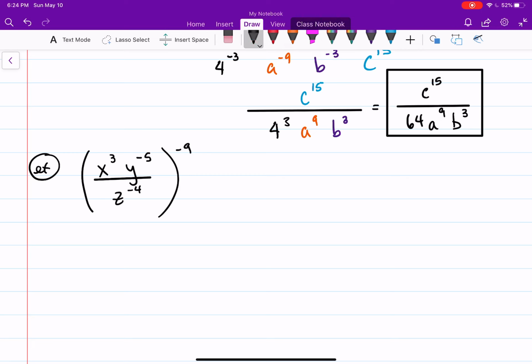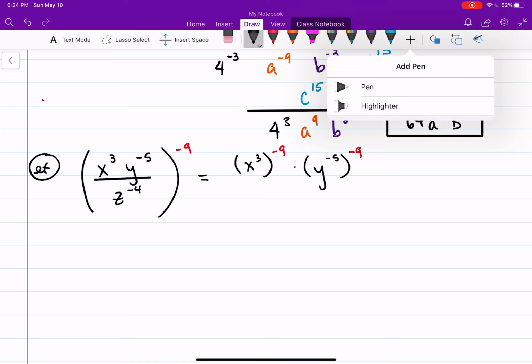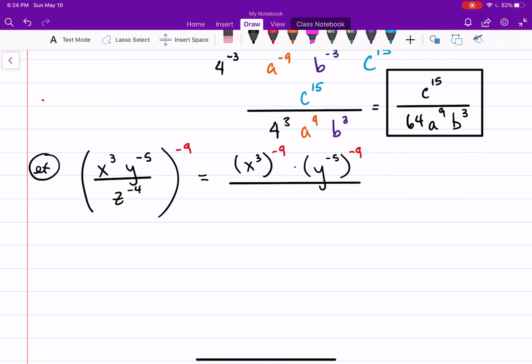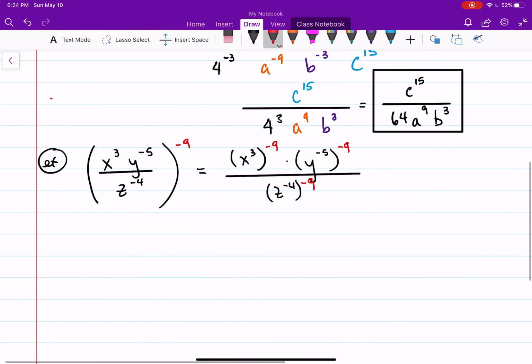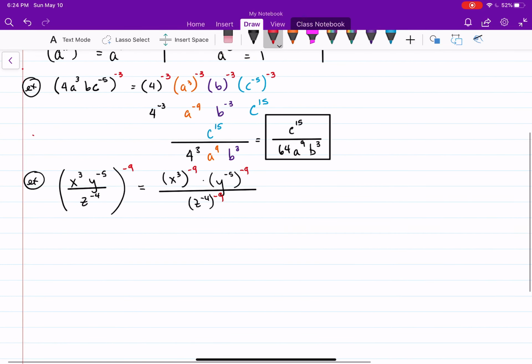So we're going to have x to the third raised to the negative ninth power times y to the negative 5 raised to the negative ninth power over z to the negative 4 raised to the negative ninth power. Okay? All right, so then we say, okay, what does that equal to?